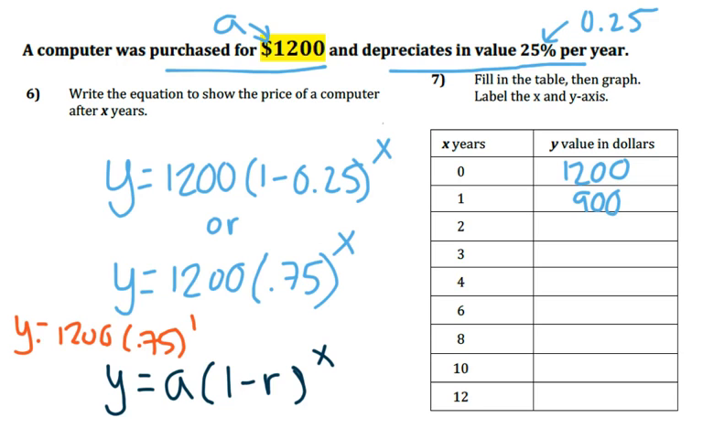So when we substitute in 2 for x, we get 675 for y. When we substitute in 3 for x, we get about, so I'm going to use this about symbol, 506. When we substitute in 4 for x, we get about 380.